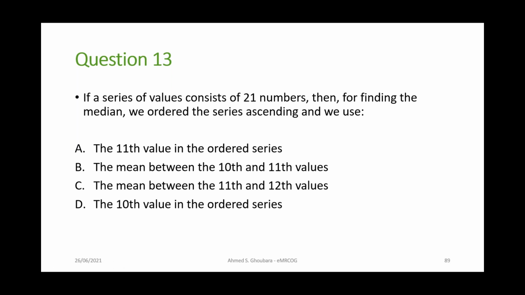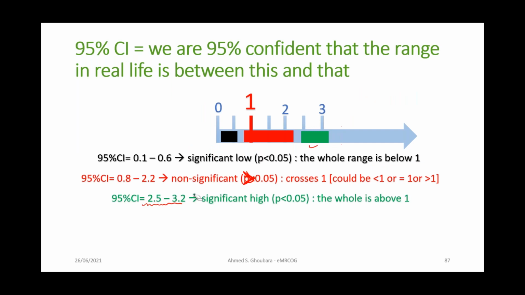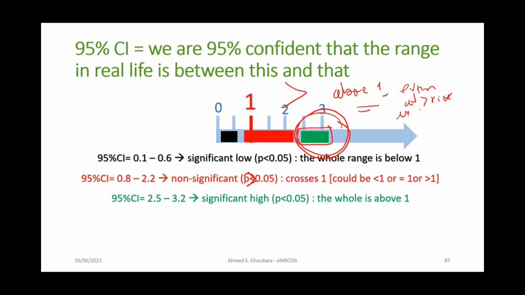So explain again 2.5, 3.5. Yeah, I know this is very important. This one, what are you talking about? This one, the whole range is above 1. So we are all above 1. So we are 95% confident that the exposed group is at higher risk than the unexposed. And the range is between 2.5 and 3.5. We're good unless we touch 1. Okay, guys.